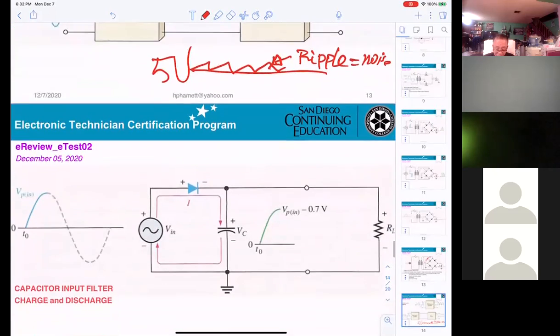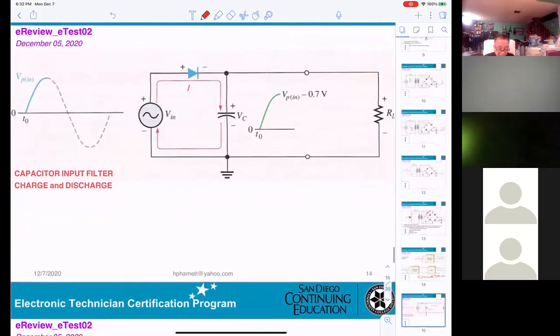Now you can see in here, they give you a little more detail on the capacitor. Okay, so you get the sine wave coming in. Okay, so positive, the current flowing, and it will be charging the capacitor. Okay, it will be charging, keep going up.